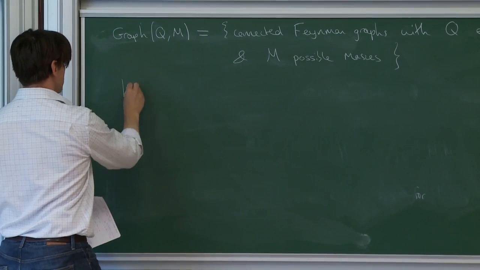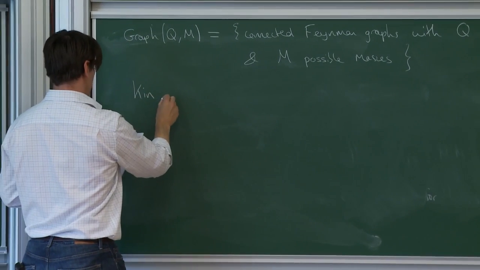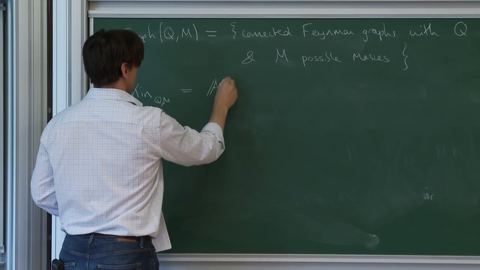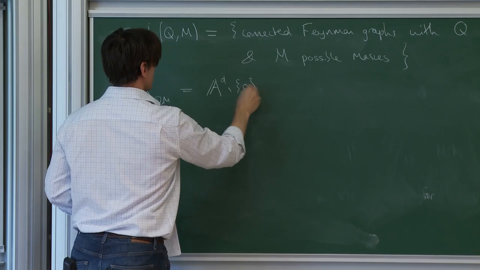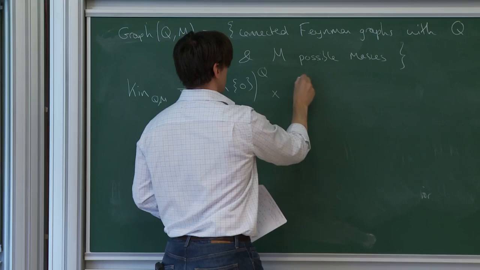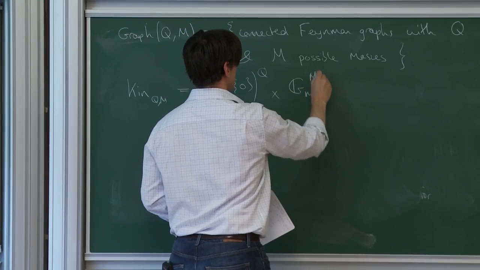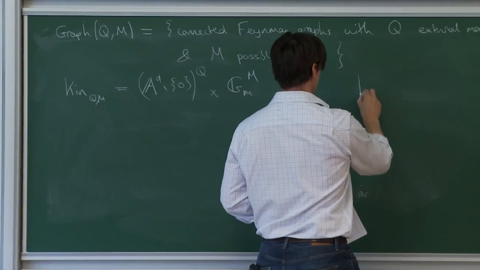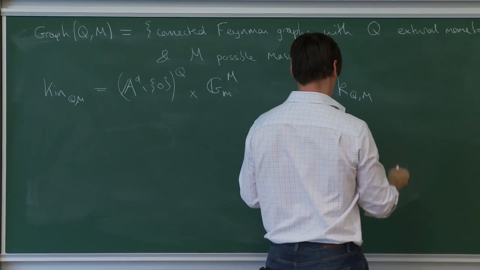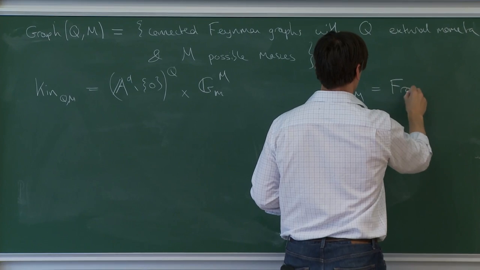And we can define a space of kinematics somewhat crudely to be A^D. So this is the possible momenta we could have, and these are the possible masses we could have. And the field of fractions of this affine space we call K. So this is Frac.